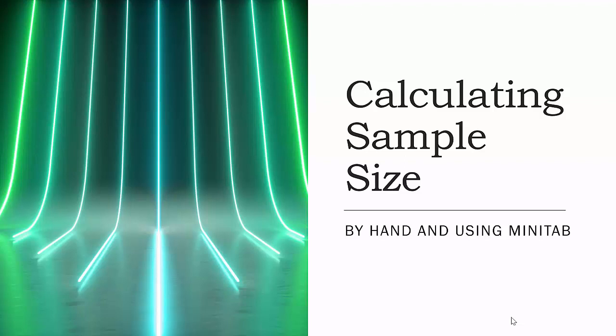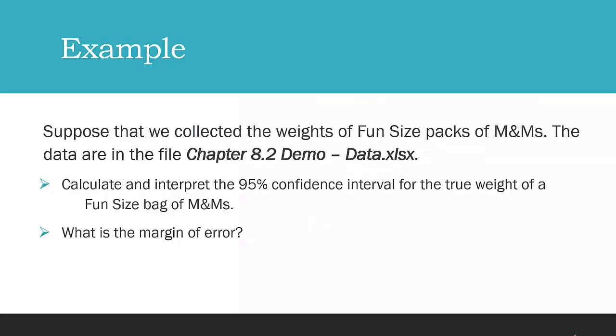Welcome to the demo for 8.2, calculating the sample size. We're going to do this by hand and using Minitab. Suppose that we collected the weights of fun-size packs of M&Ms and have recorded them in an Excel file. We're going to take that Excel file and put it into Minitab. Let's calculate and interpret the 95% confidence interval for the true weight of a fun-size bag of M&Ms. We're also going to determine what the margin of error is on this confidence interval.